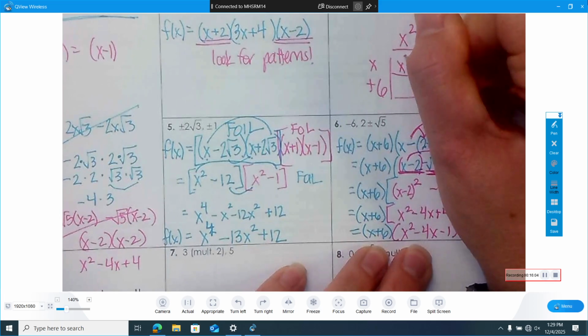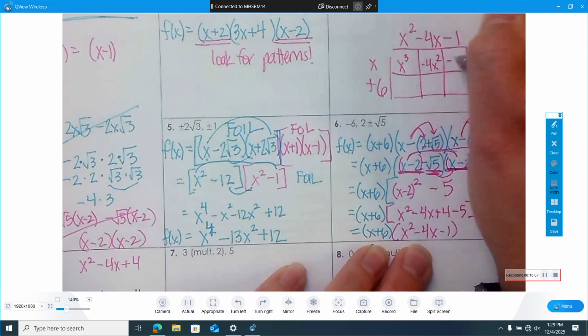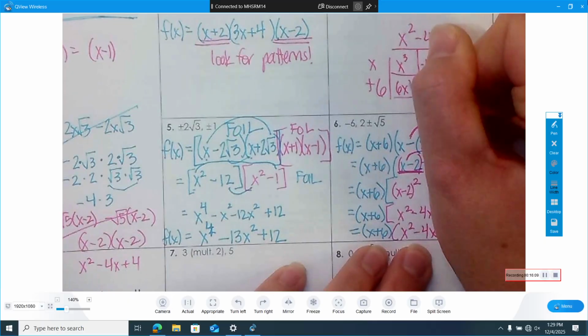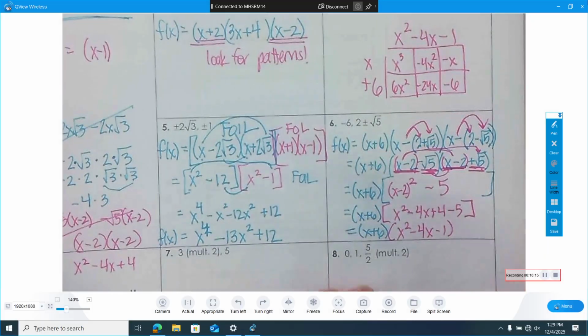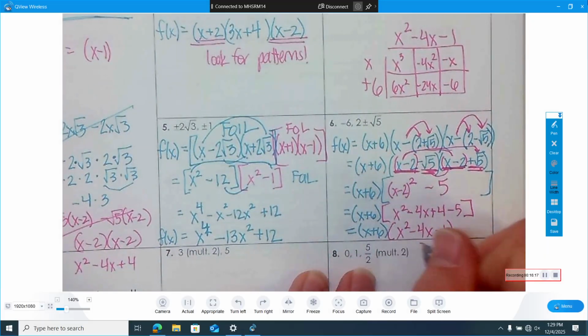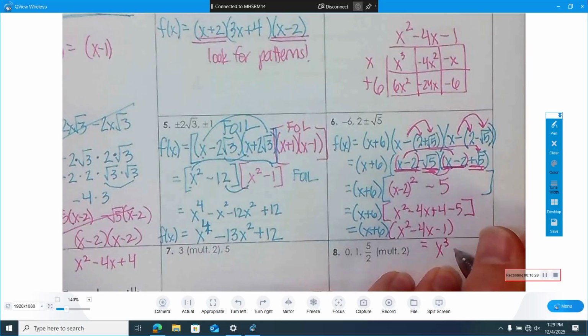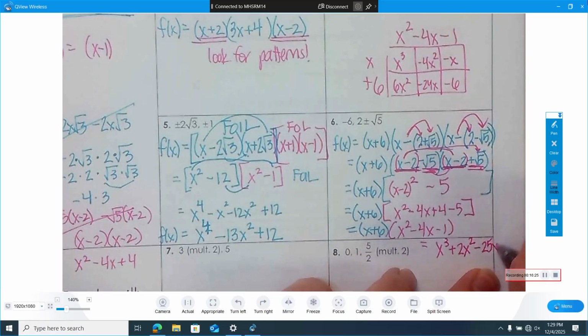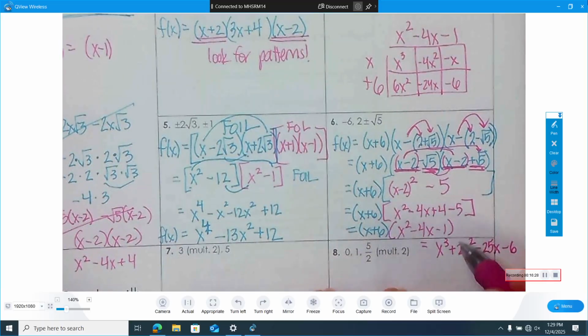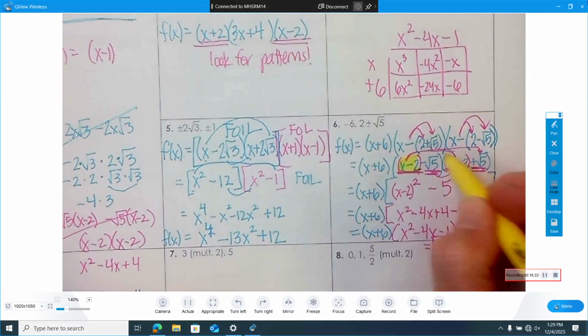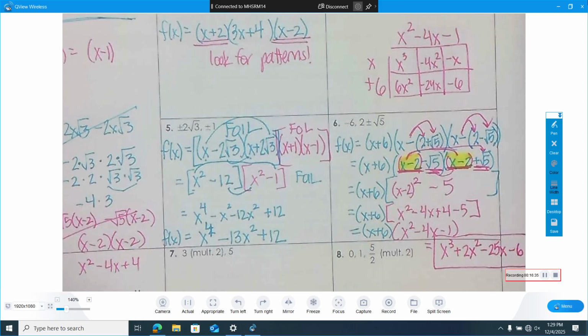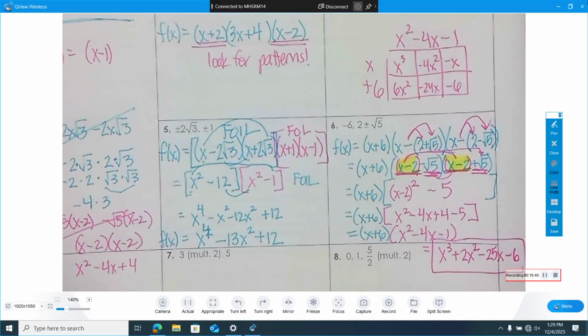All right, so if I did that, x cubed minus 4x squared minus x plus 6x squared minus 24x and minus 6. Lord, so much. Equals x cubed plus 2x squared minus 25x minus 6. All right, so that's really tricky paying attention to structure like that, but it does really help make things go a little quicker. Okay, so turn the page.